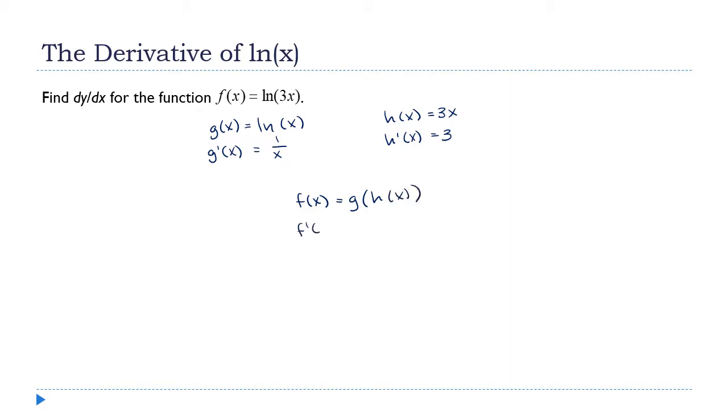Which means f prime of x is g prime of h of x times h prime of x. All right, so h of x, that was 3x. So this is g prime of 3x times h prime, which is just 3. All right, so g prime, remember, that's this here. So I'm going to put 3x into that, and this is 1 over 3x times 3, which is just 1 over x.